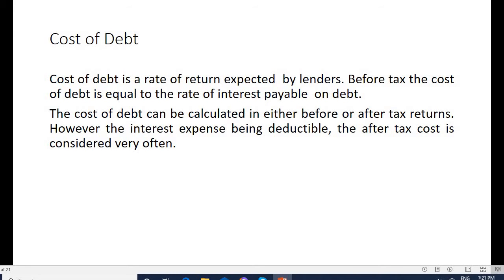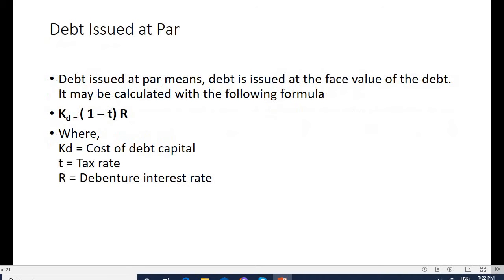In this session we study the cost of debt. The cost of debt is the rate of return expected by lenders. Before tax, the cost of debt is equal to the rate of interest payable on debt. Whatever cost we incur for acquiring the debentures is shown as an interest expense. As it is deductible, the after tax cost is considered very often. So we are considering the situation here.